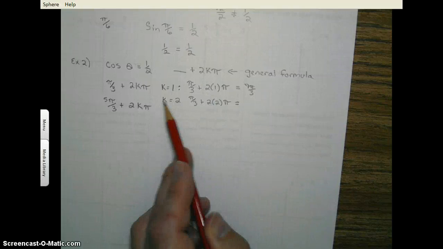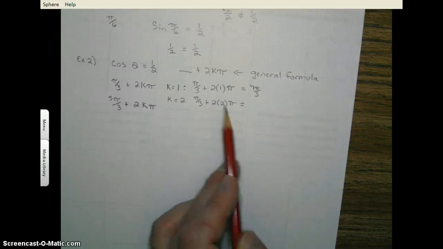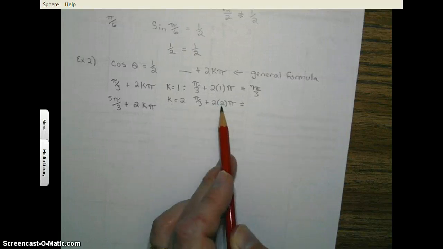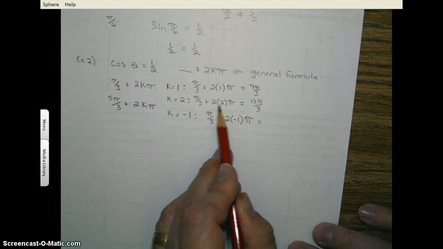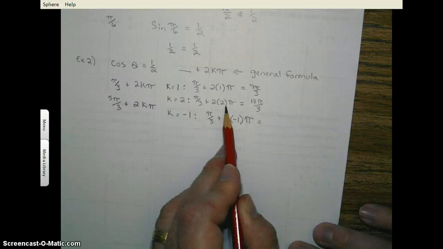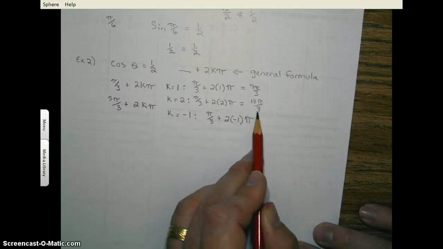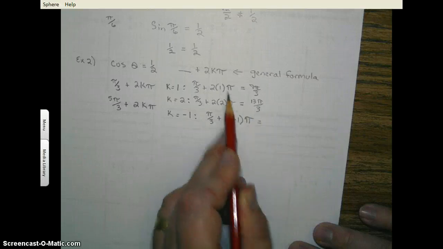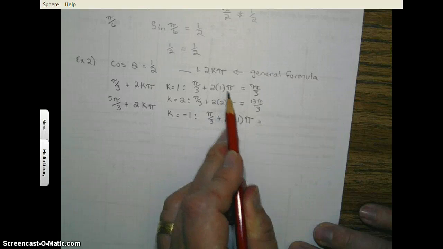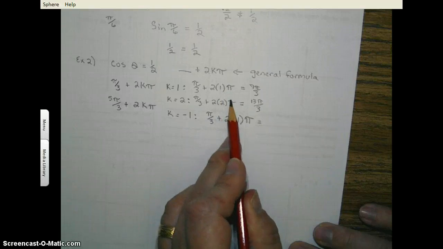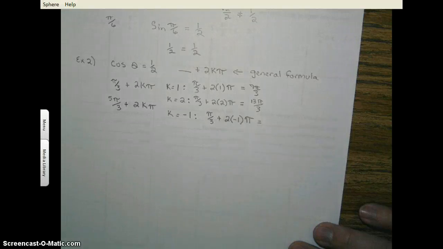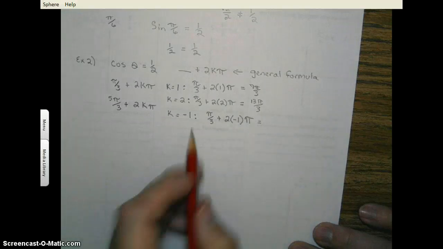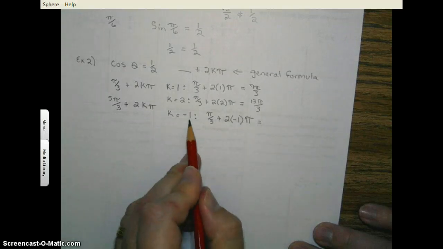Now let's make k equal to 2. Now we have 2 times around the circle. So this is twice around the circle, that's 4 pi. So pi over 3 plus 4 pi is 13 pi over 3. Well, this is going counterclockwise. We also know that we can go clockwise. And so if we go clockwise around the circle 1 time, that would be a -1.